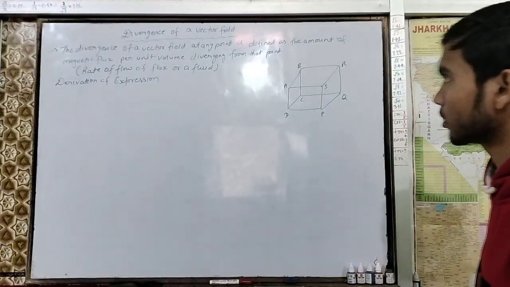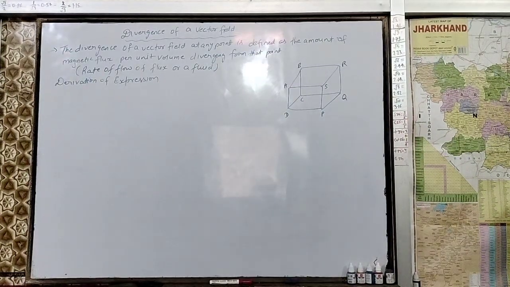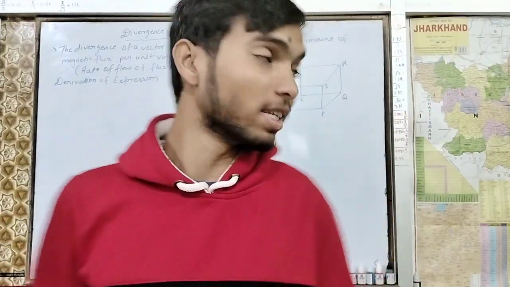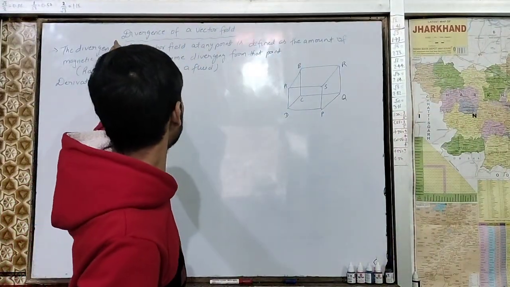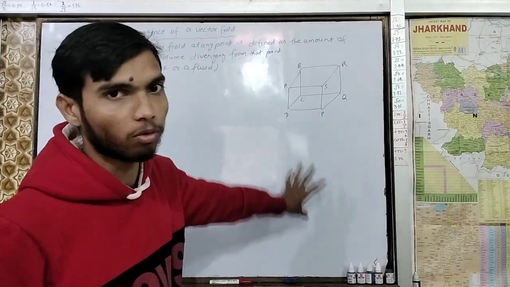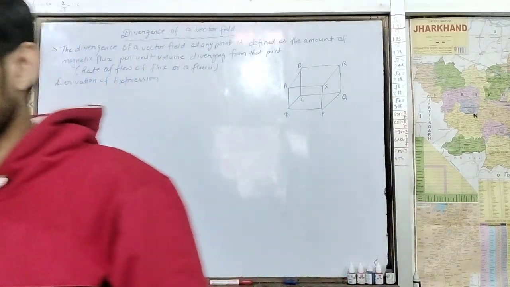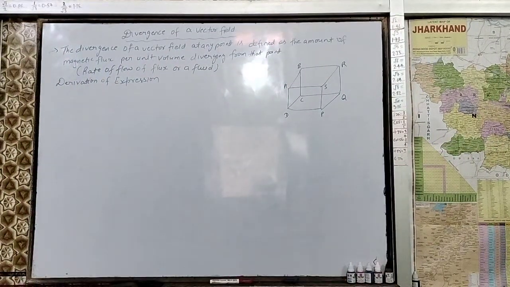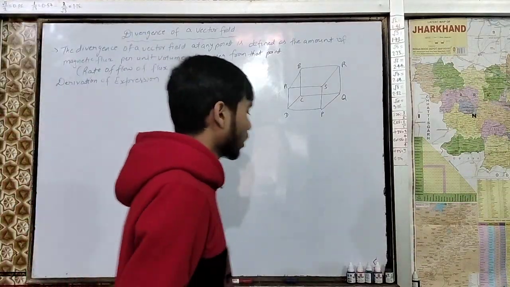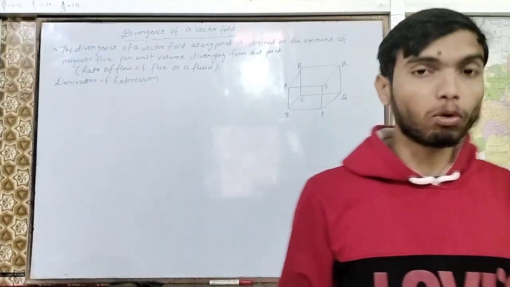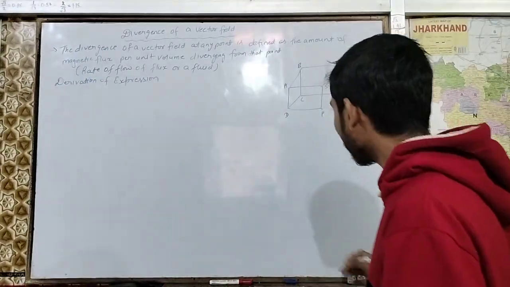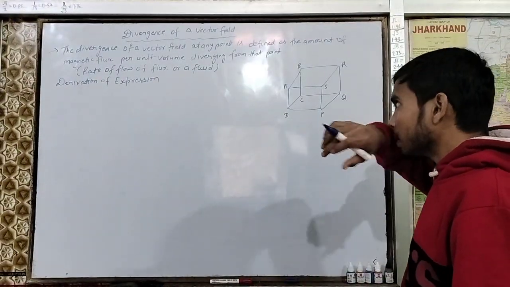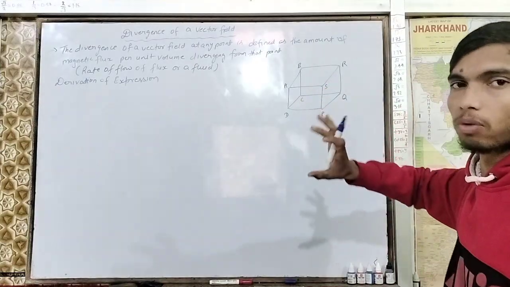This is our figure. Why did we take a volume of this shape? Because we are talking about volume, per unit volume. Anything can diverge from a surface as well. So here we took a volume. Remember, this is a very small volume.